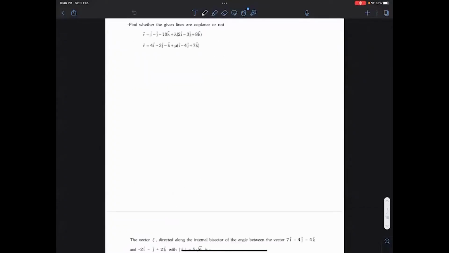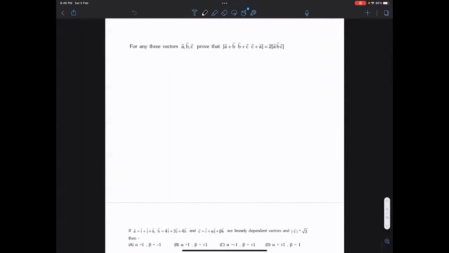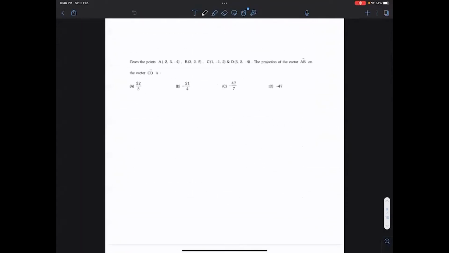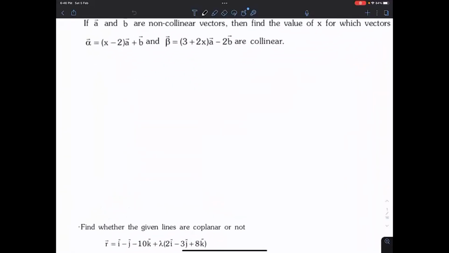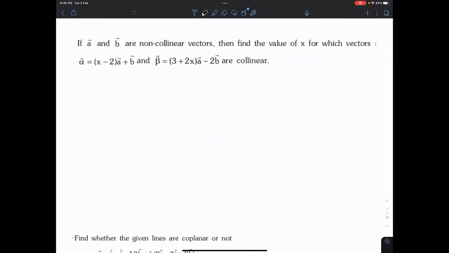So today our topic of discussion is vectors in 3D. Okay. So with questions, we'll cover the theory also simultaneously. Let us see the first question. So you see this term non-collinear vectors at many places.